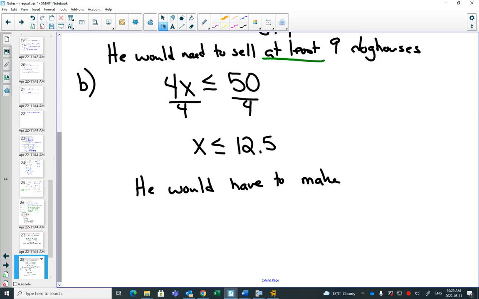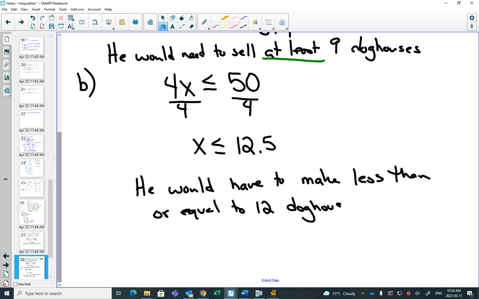Right? So what are we going to say here? He would have to make, you could either say less than 13 or less than or equal to 12 dog houses. No, wouldn't it be more? It'd be more or equal to, because it's 12.5. But the answer is x is less than or equal to 12.5.